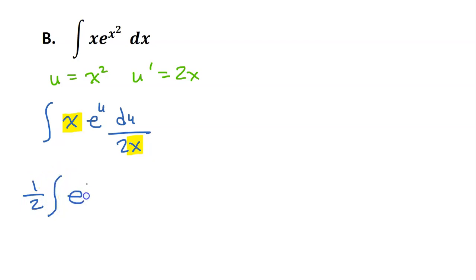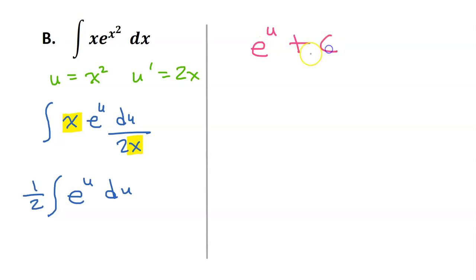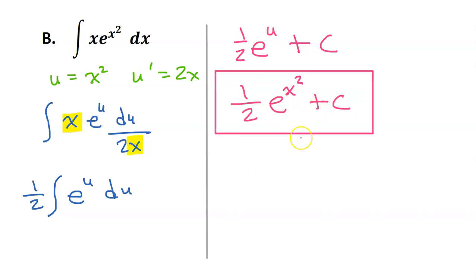So we now have e to the u du. This is a memorized rule. We have memorized that the integral of e to the u du is still e to the u. E to the u plus c. It doesn't change. Don't forget about the 1/2 that we have in front. And let's put the x squared back in for u. So we have 1/2 e to the x squared plus c. Final answer.